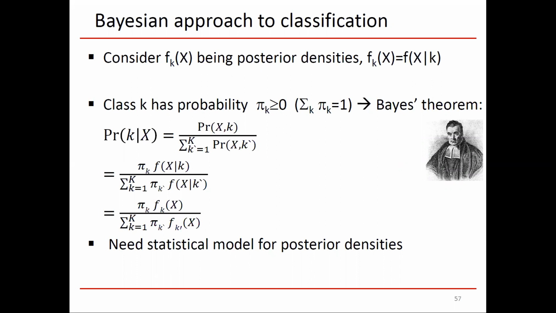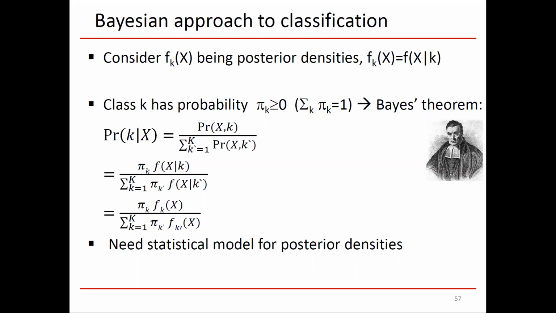Consider fk of x being the posterior densities, the density of the data x conditioned on the label k, and the class k has some probability. Every class has a prior, pi k, which is non-negative, and the sum of the pi k's sums to 1.